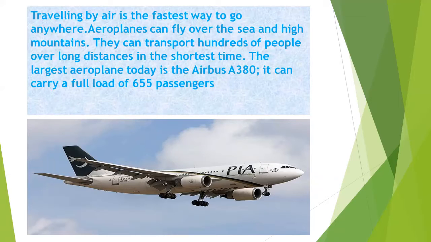What is this? Do you know what this is? Yes, aeroplane. Okay, aeroplane is an air transport. Traveling by air is the fastest way to go anywhere. Aeroplanes can fly over the sea and high mountains. They can transport hundreds of people over long distances in the shortest time.